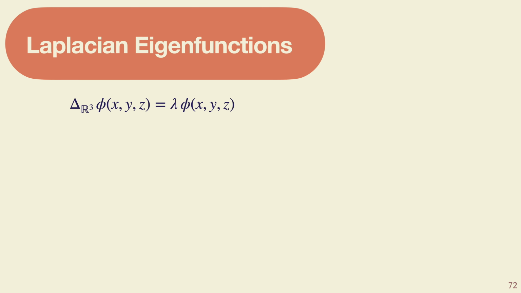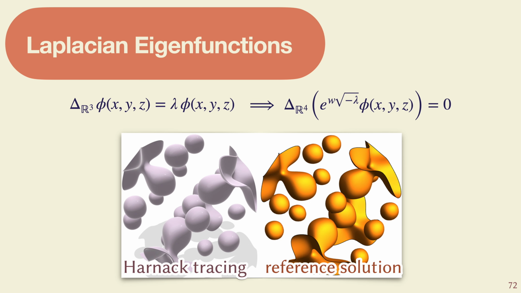The key observation here is that the gyroid is a Laplacian eigenfunction. That is, taking its Laplacian yields a multiple of itself. And for any Laplacian eigenfunction in 3D, you can just write down the simple 4D function, which is harmonic in 4-dimensional space. So for any Laplacian eigenfunction, or even sums of Laplacian eigenfunctions in 3D, we can construct this 4D harmonic function and apply Harnack's inequality in 4 dimensions to find safe step sizes, letting us run Harnack tracing on all of these functions too.